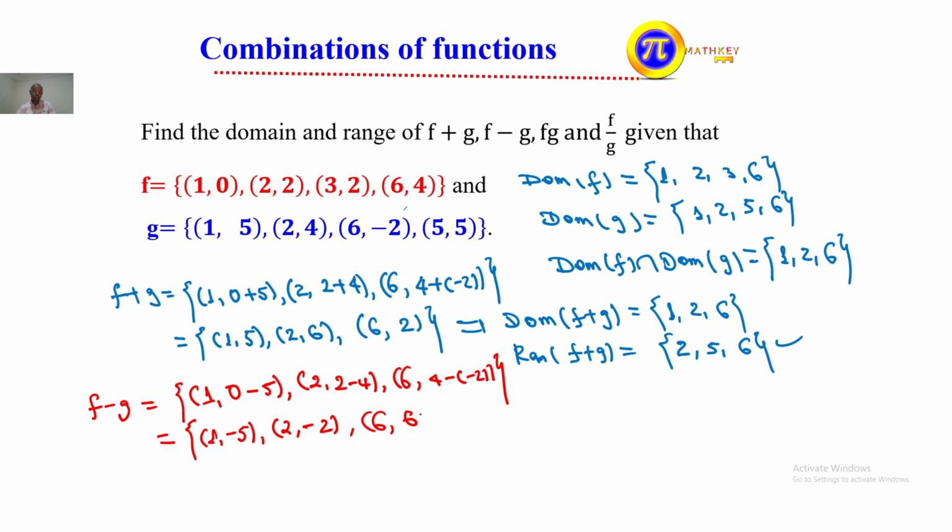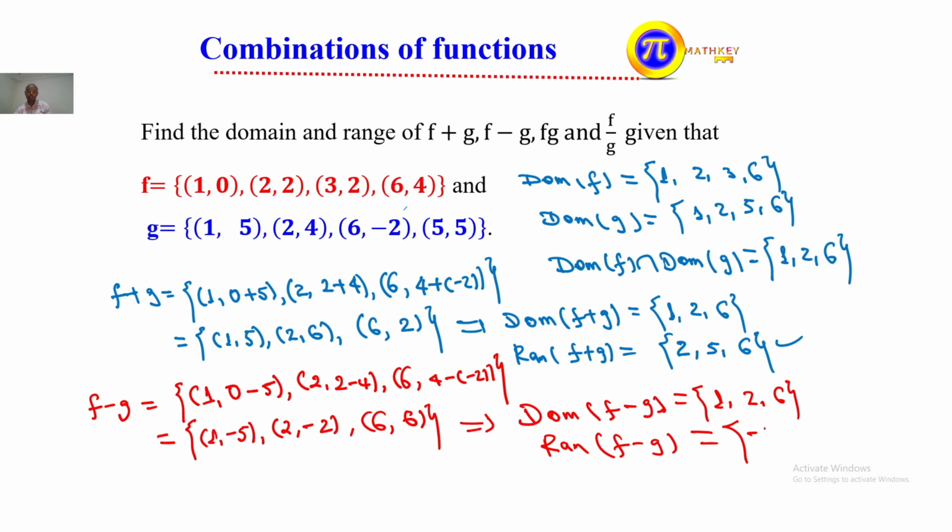From this, you can take out the domain and range of the difference. When we take the domain and range of the difference, the domain of f minus g is the same domain, which is equal to 1, 2 and 6. But the range varies. Range of f minus g is equal to what we have? Here we have negative 5, negative 2 and 2. This is negative 5, negative 2 and 2. This is the range of our difference, f minus g. We can show it in this way.